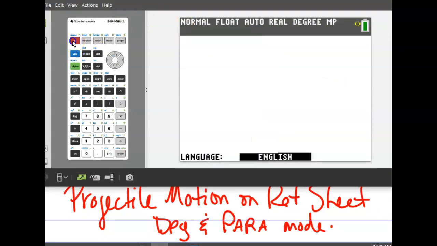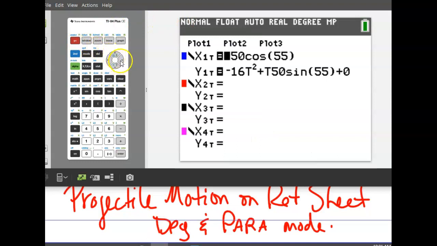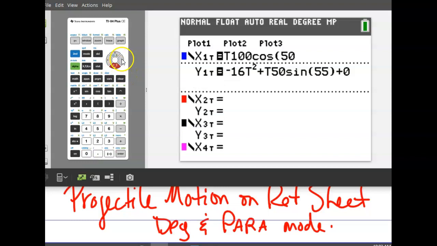So it was 100 t, 100 cosine of, what was the angle again, guys? 50, thank you. Don't forget those t's, that's the biggest thing. Negative 16t squared plus t 100 sine of 50. The y one gets the sine, the x one gets cosine, and then it had a plus 2.